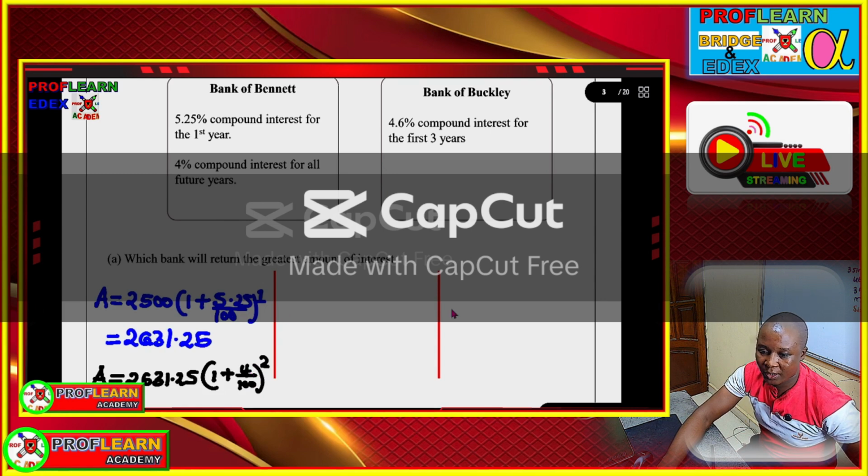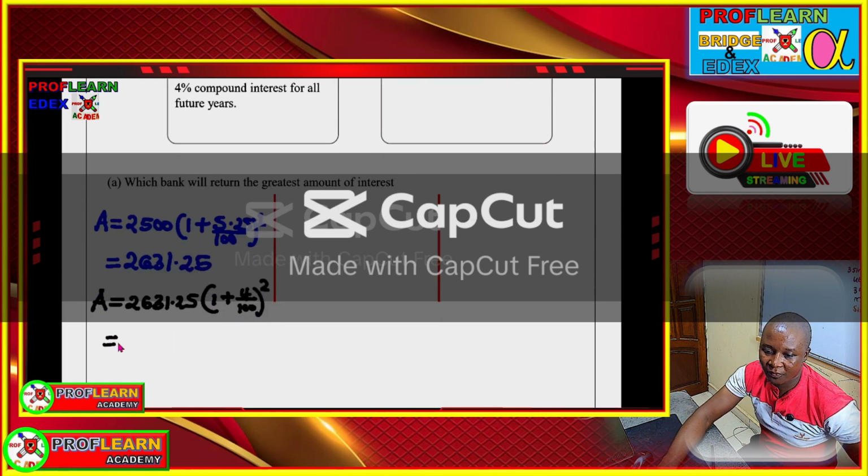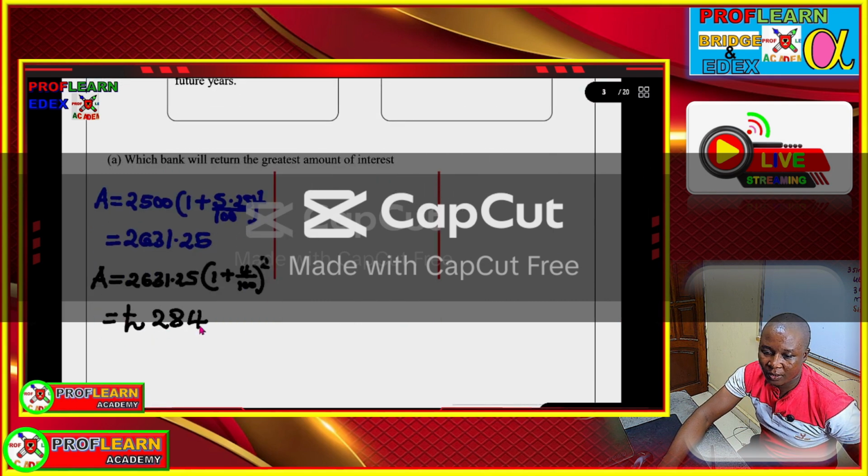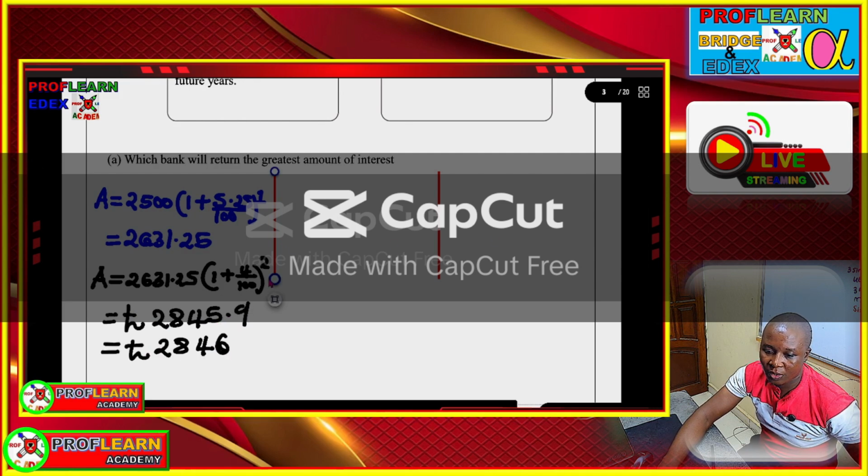If we work this out, the total amount in the bank after 3 years is going to be what? If we work it out, we're going to get a value of 2845.9, which is 2846 pounds for the first bank.